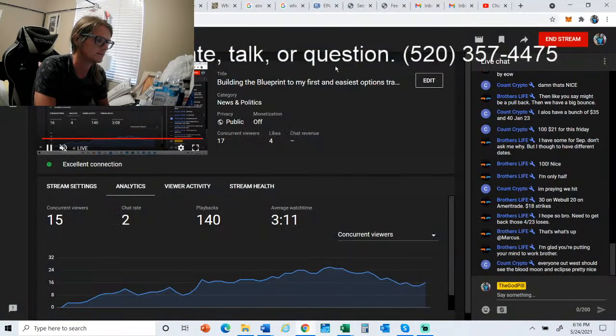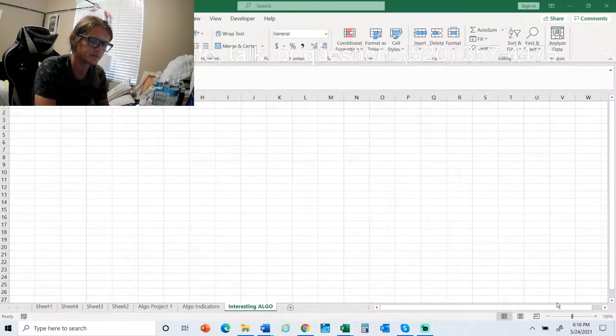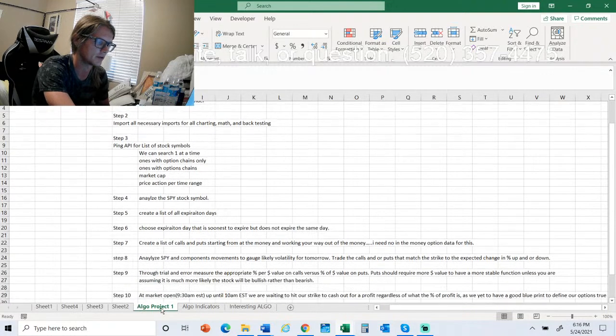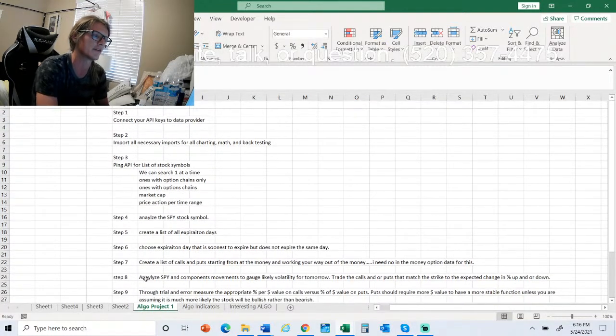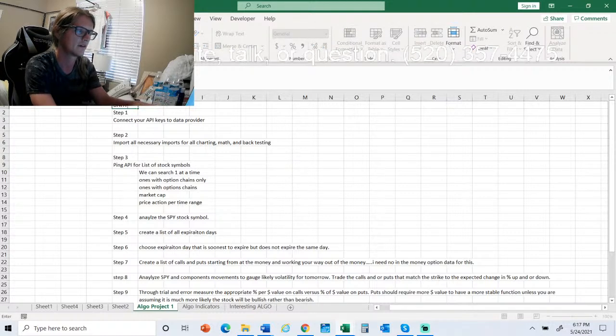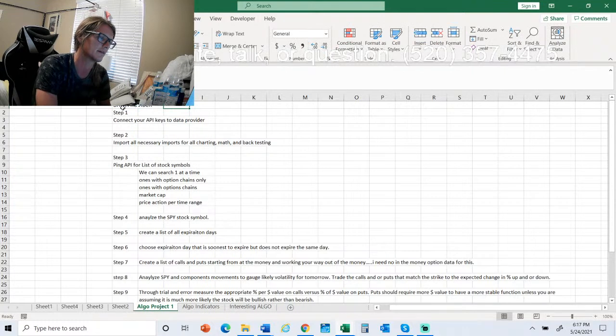Here we go. We are going to go back to the algo, for somebody who said they wanted to see the blueprint. Here's the blueprint, basically. When you're building a code, the first thing you need to do is have a data provider. Find a data provider. I still have to find that. That's actually my only job right now.